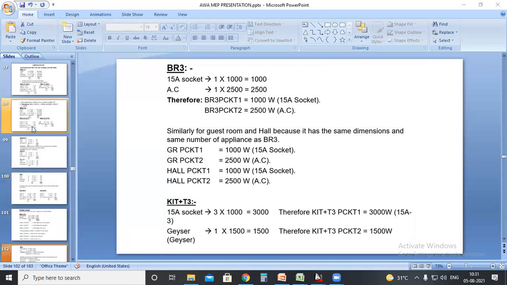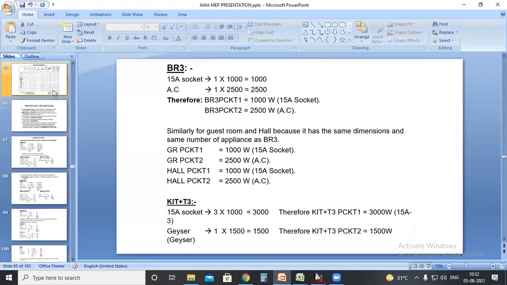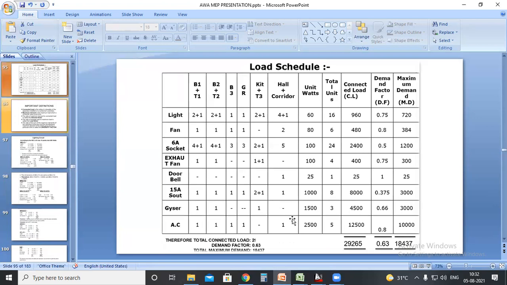And what about the final one, hall plus corridor? How many circuits will we need? We have one 15 ampere socket and one air conditioner. What will be the number of circuits? 2, correct.